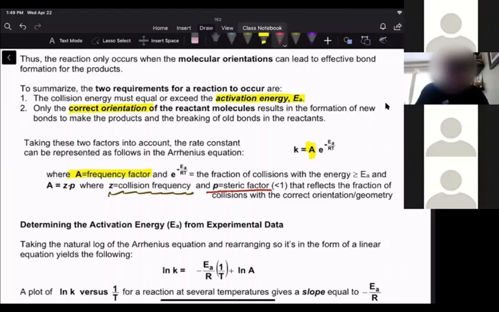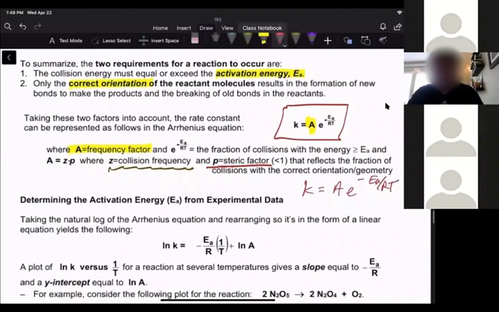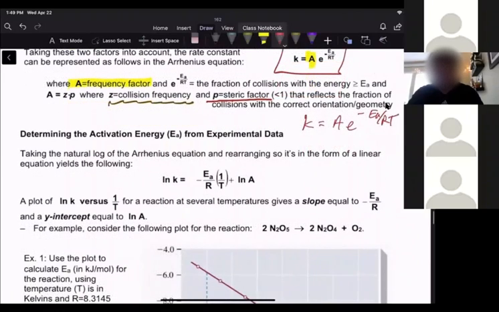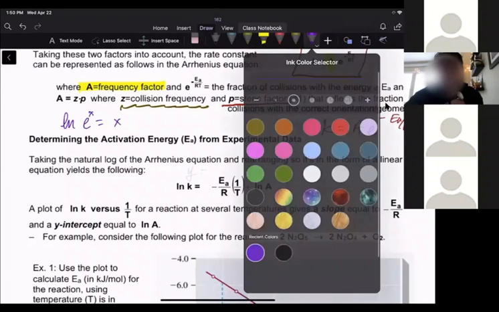Here, we're going to work with this equation, right? We could take the natural log of both sides, which is always fun. We love to do that. That's going to get rid of the exponent, right? The natural log of e to the x is x. So when we take the log of both sides, we get the log of k is minus EA over RT plus log of A, that frequency factor. So again, we have something that we can easily map onto the equation of a line.